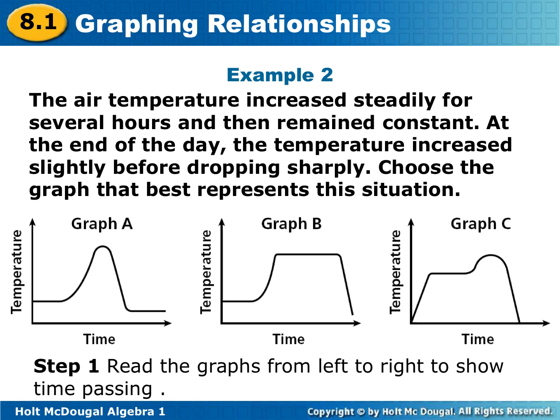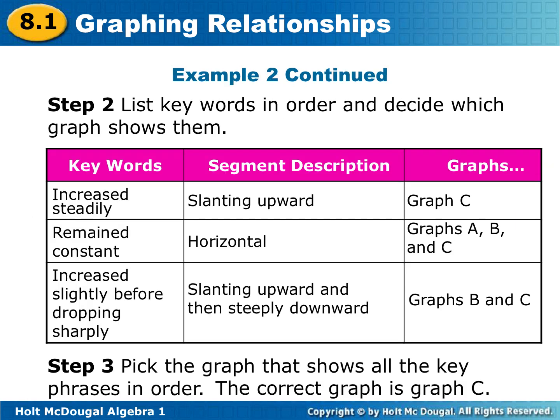Got to go back for 1 second. The graph that represents this would be which one? C. That is 100% correct. C would be the best answer choice. Okay? Now, again, this one is kind of laid out for you where it goes through some of those key phases. Some of the key phases were that it increased steadily.